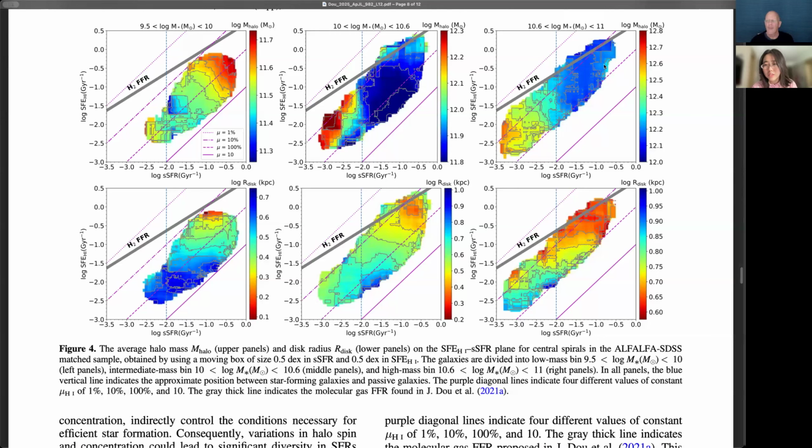So we can find that the trend is that a more compact disk, a smaller disk size, leads to a higher specific star formation rate and also higher H1-based star formation efficiency. And this trend is actually holding across different stellar masses. And this trend is also consistent with what we found in figure 3.